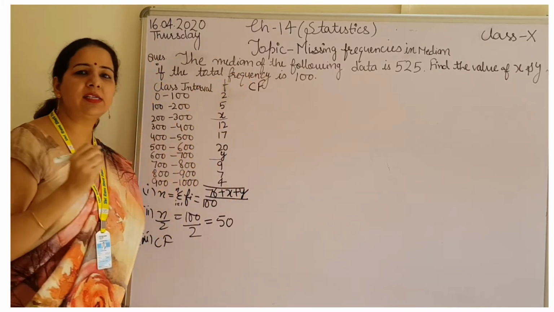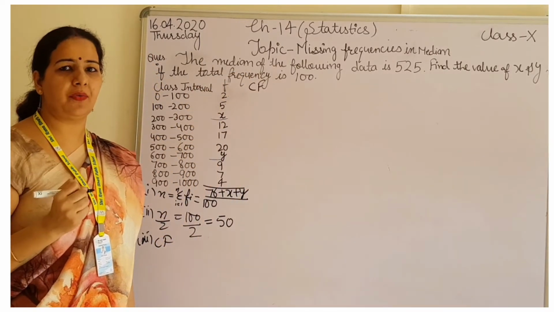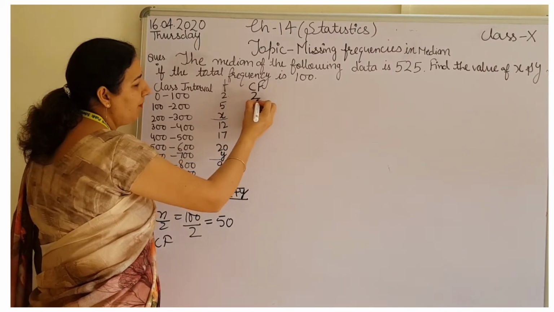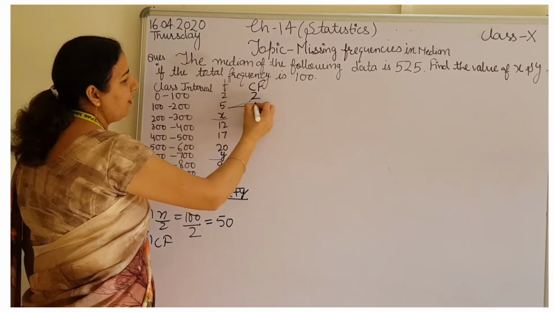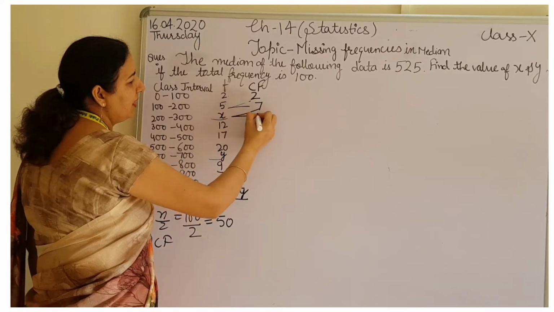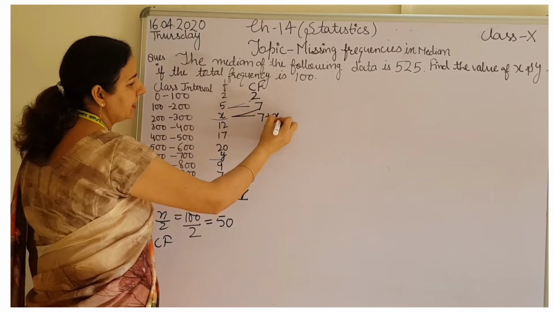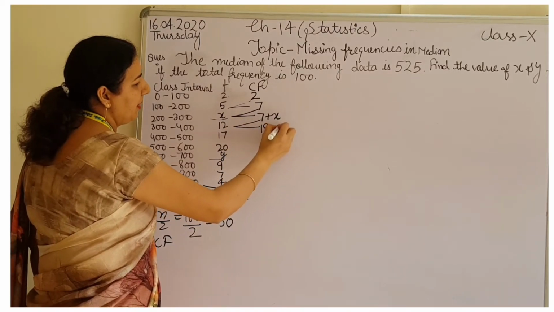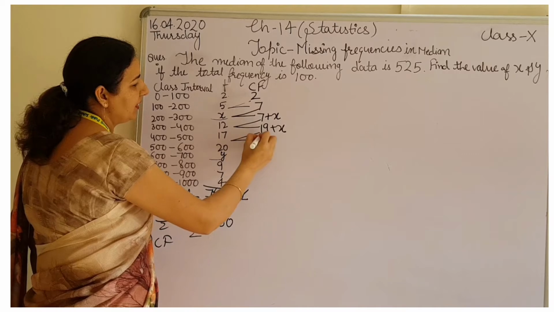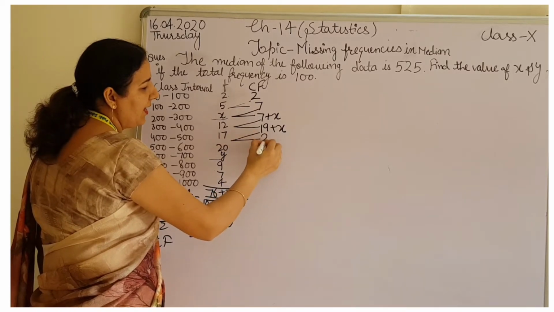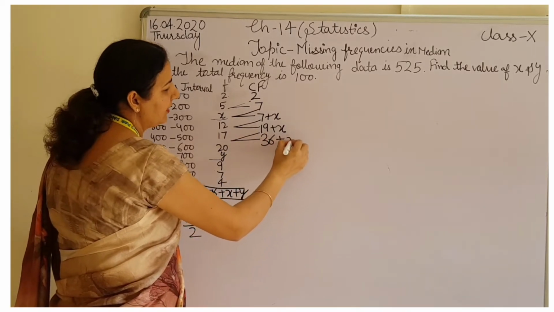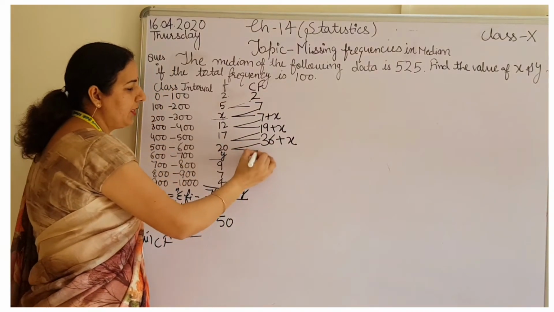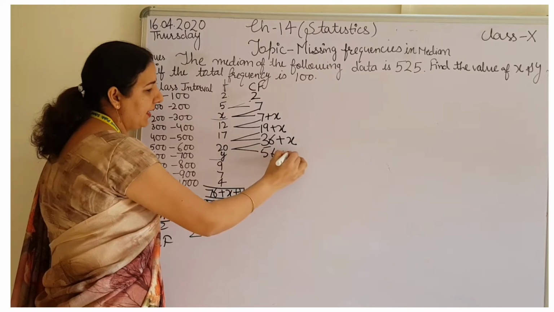We all know that CF means cumulative frequency. You all have to add the numbers one by one. 2, then 2 plus 5, 7. 7 plus x. 7 plus 12, that is 19 plus x. 19 plus 17, that is, when you add it, 36 plus x. Now 36 plus 20 is 56 plus x.